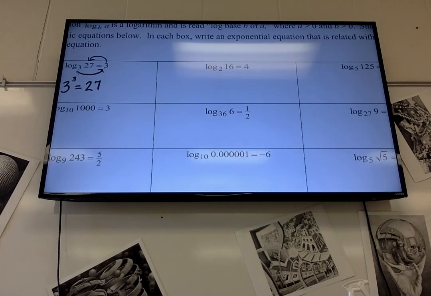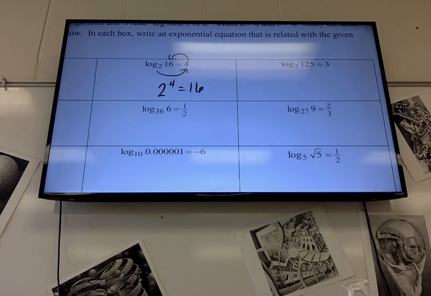So on the next one, using the circle method, what would that be? 2 to the 4th equals 16. Yep, 2 to the 4th equals 16. And then this one, 5 to the 3rd equals 125.